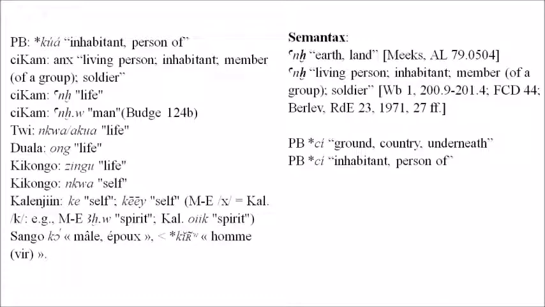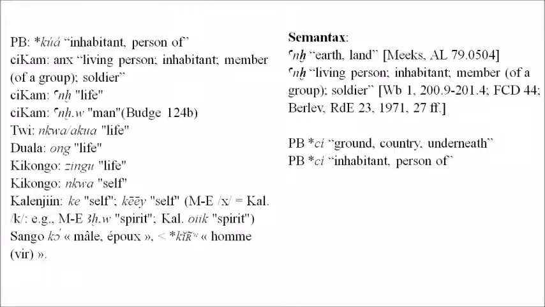So in Proto-Bantu, we say Kua, an inhabitant, a person of. In Chikam or Egyptian, we'll say Ankh, a living person, an inhabitant, member of a group, a soldier. Chikam, Ankh, life. Anku, man. And then in the Twi language, in the Ashanti, Inkwa or Kua, life. In the Duala Bantu language, Ong, life. In Kikongo, which we mentioned earlier, Zingu, life.